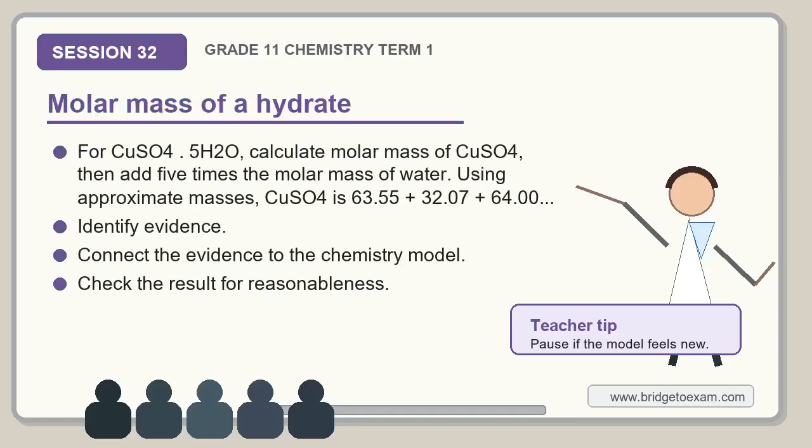Now let's work an example. Molar mass of a hydrate. For CuSO4.5H2O, calculate molar mass of CuSO4, then add 5 times the molar mass of water. Using approximate masses, CuSO4 is 63.55 plus 32.07 plus 64.00 equals 159.62 grams per mole. 5 waters add 5 times 18.02 equals 90.10 grams per mole. Notice how the answer comes from evidence and reasoning, not from guessing.